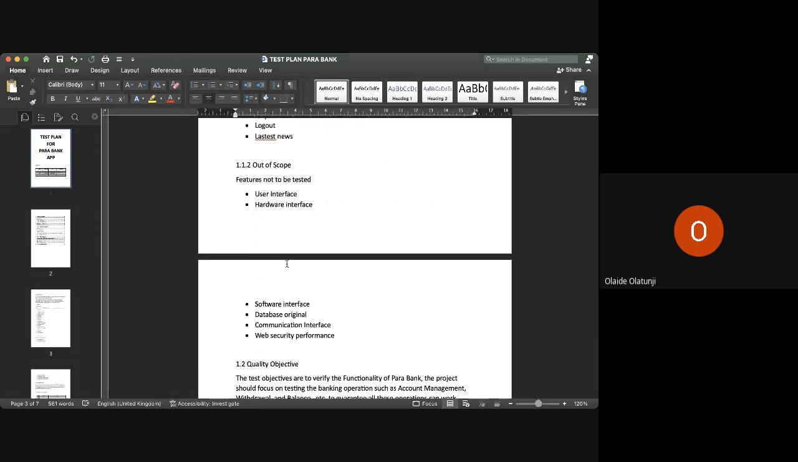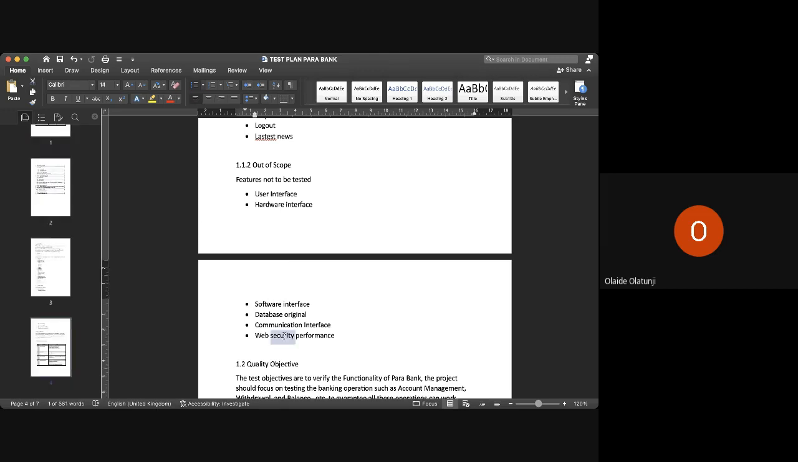See, you need to be careful. Web security performance. Fine, it might not be you that will test it, right? But it should be someone. It shouldn't be mentioned under your out of scope. So the out of scope will be determined by your team. Do you understand? In fact, I'm not even seeing anything that is worthy of keeping here.